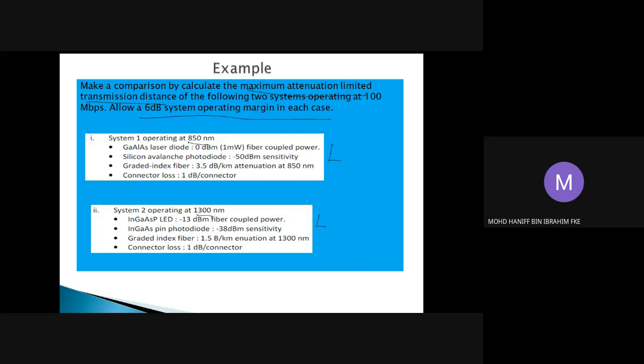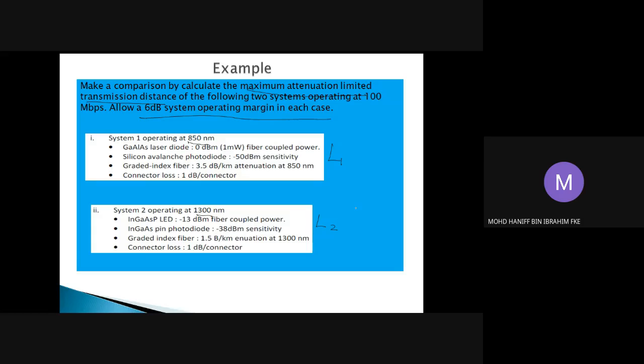So let's say I'm using L1 for system 1 and I'm using L2 for system number 2. So we need to compare between these two systems what should be the amount of L1 and what should be the amount of L2. L1 and L2, both of them are the allowed transmission distance if you are using this kind of configuration of your optical systems.